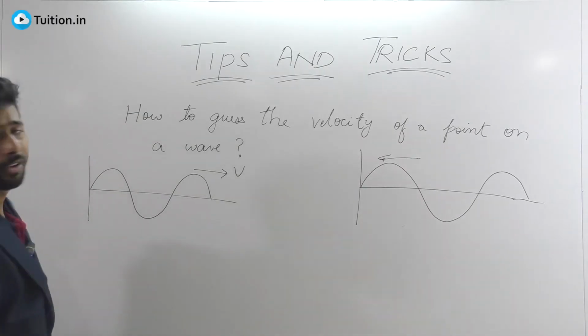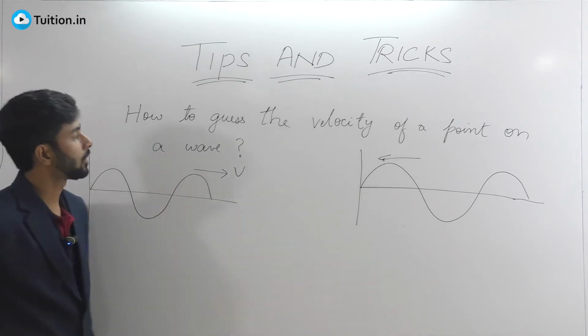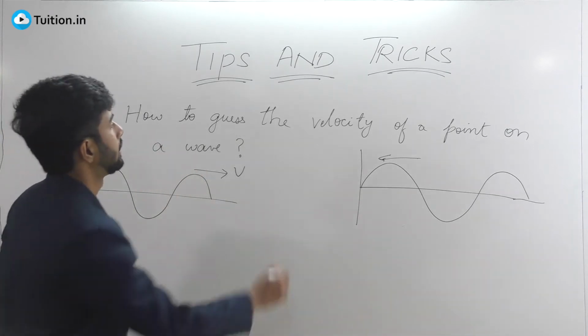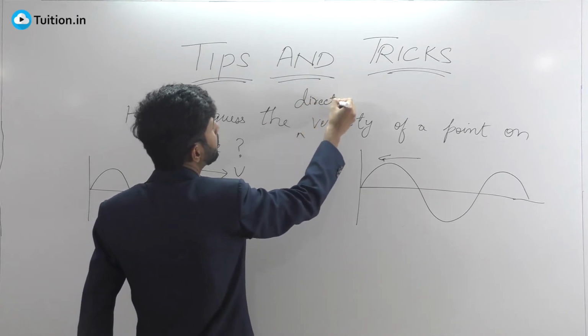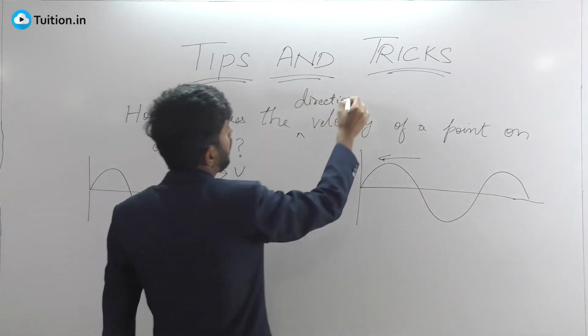Let's discuss a very useful trick to find the direction of velocity of a point on a wave. This can't give you the magnitude, but it can tell you whether the point is moving up or down.